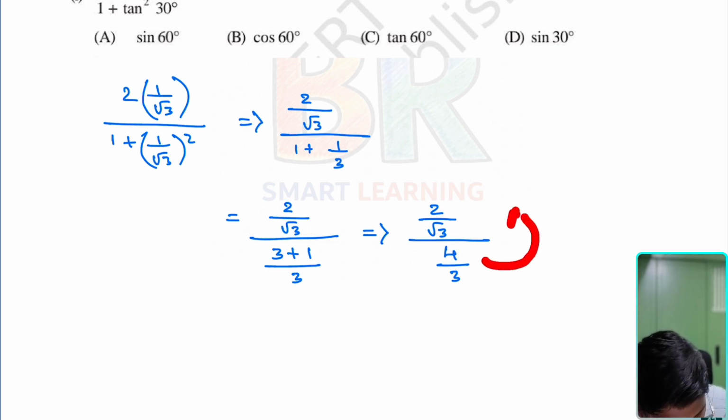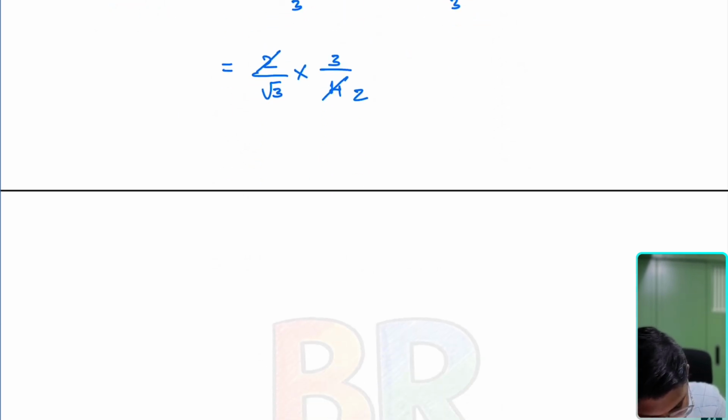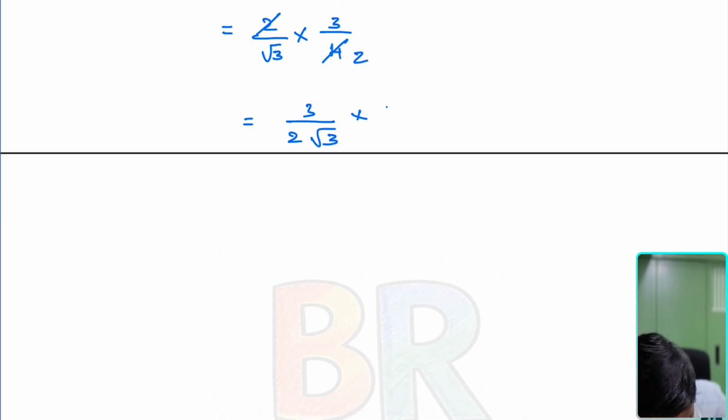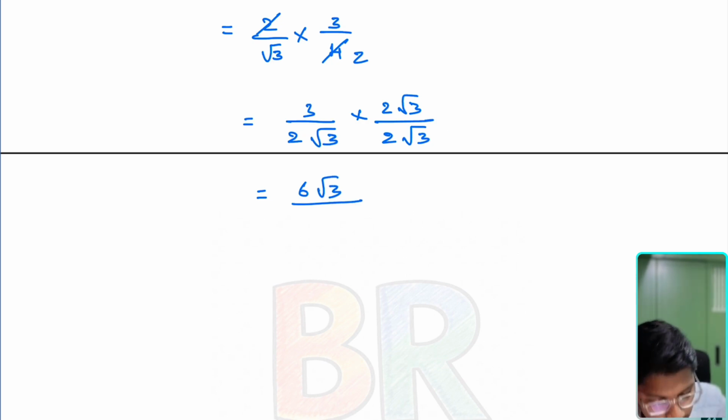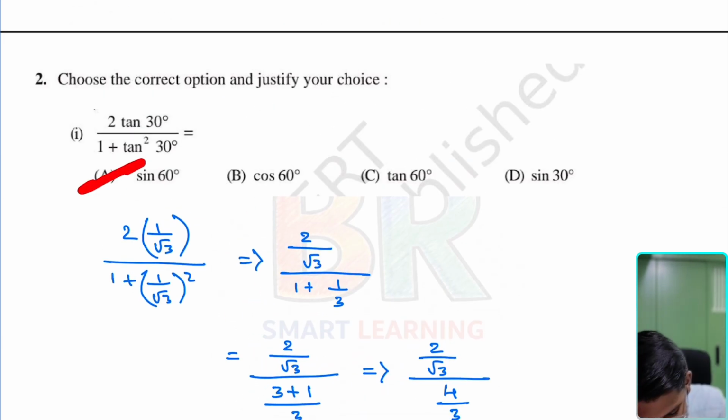Again, this comes here, we get 2 by root 3 into 3 by 4. 2 ones, 2 twos, 3 divided by 2 root 3. Now we will rationalize this into 2 root 3 by 2 root 3. We get 6 root 3 divided by 2 root 3 into 2 root 3. Root 3 gets cancelled. We get 3. 2 2's 4. 4 3's 12. Here 6 ones, 6 twos. We get root 3 by 2. The answer is root 3 by 2. Let's see the options. Sin 60. What is sin 60? It is root 3 by 2.